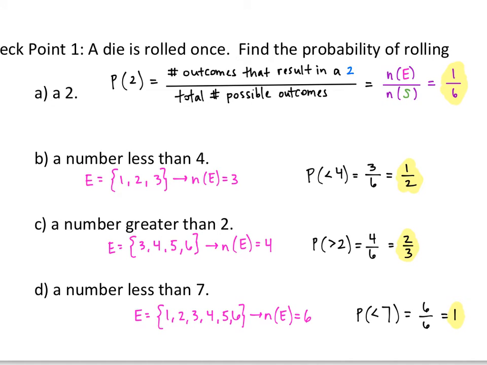Well, hopefully you got 1 as your answer, or 100%. You will always roll a number less than a 7. So if you wanted to talk about your subset E, what are your possibilities for numbers less than a 7? Well, every number on the die. Okay, so there's 6 total possibilities of rolling a number less than 7, and there's only 6 total possible outcomes on a die. So rolling a number less than a 7 is 6/6 or 1. Simply 100%, you will always roll a number less than 7 given a 6-sided die.